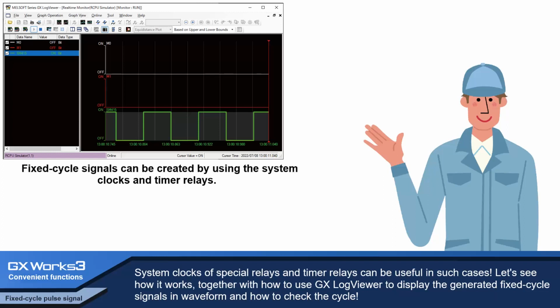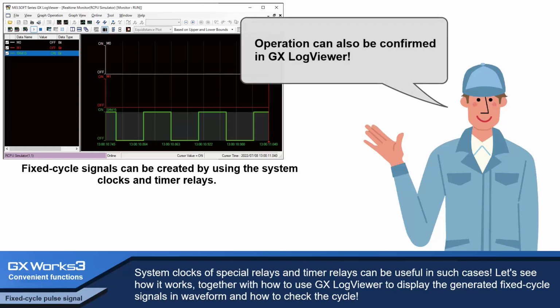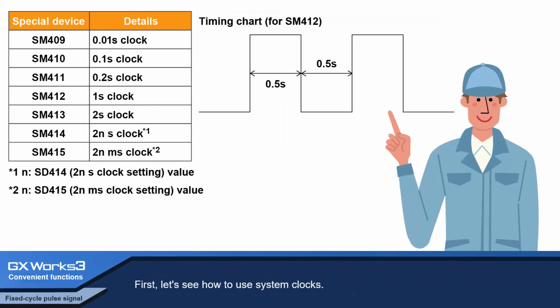Let's see how it works, together with how to use GX LogViewer to display the generated fixed cycle signals in waveform and how to check the cycle. First, let's see how to use system clocks.